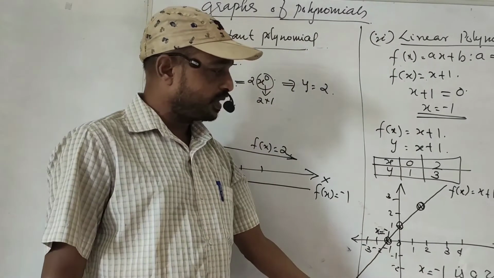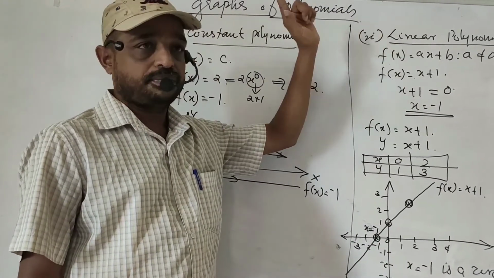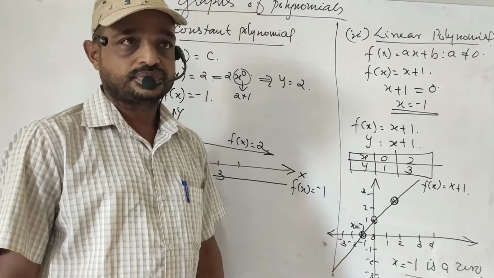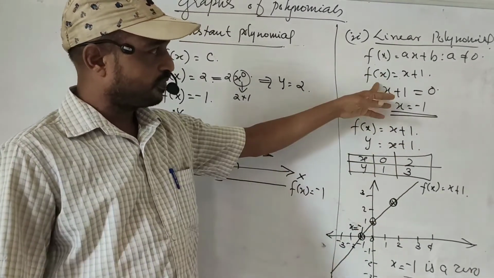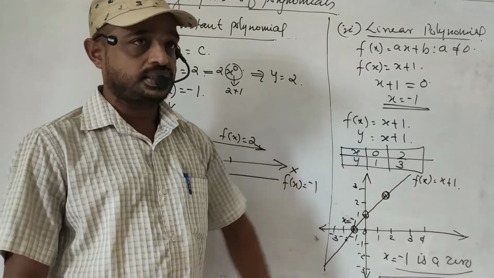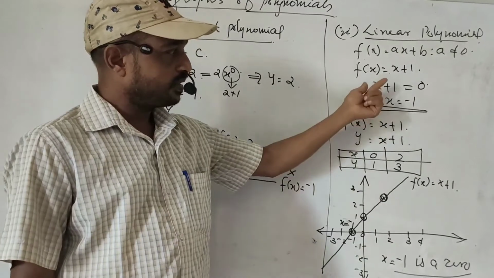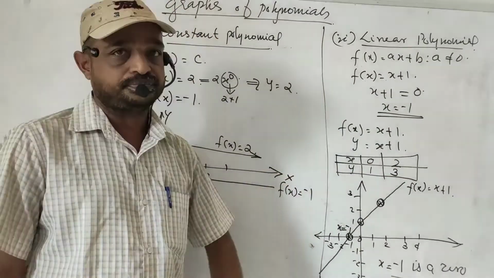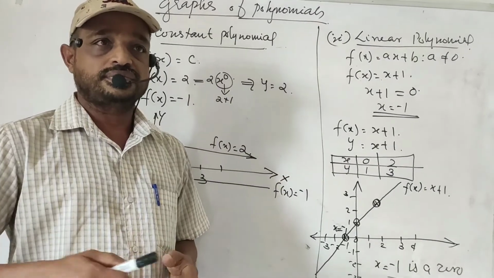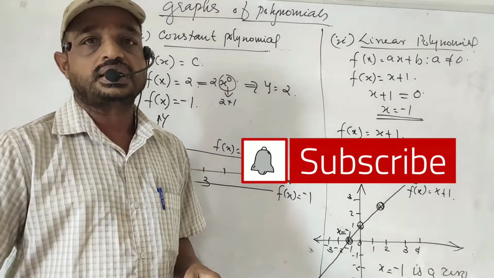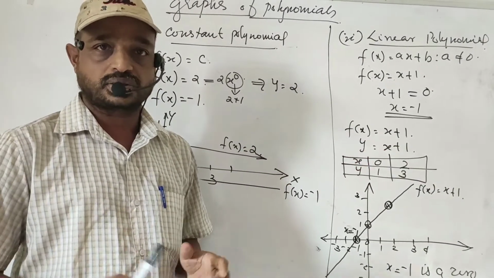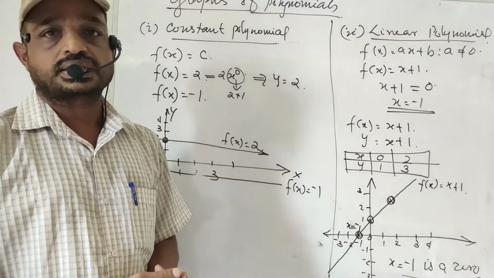How about a linear polynomial? A linear polynomial is a first degree polynomial, therefore it has 1 zero. We have seen one example also, f of x is equal to x plus 1, and we have seen that x equal to minus 1 is a zero of the polynomial, and we verified it graphically. Okay, I think today this is enough. In our next video, we will discuss more about graphs of polynomials, or more precisely, graphs of quadratic polynomials.